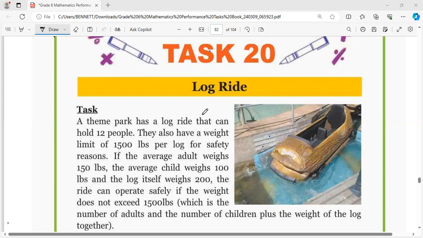150. So I can repeat it. For the weight, guys, what do you realize consists of the 1,500? Sir, the 150 adult, the 100 child, and the log's weight, 200. So it has to be the log itself, the children, and the adults. So you include the weight of this log. All right. So the log is included in the 1,500.